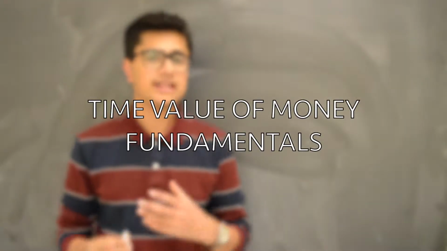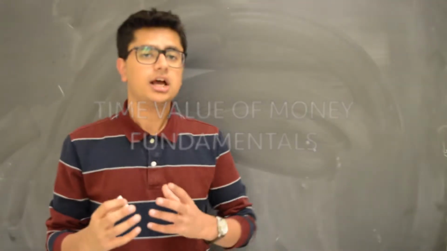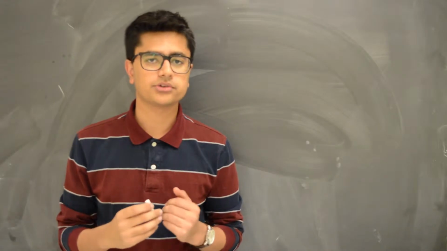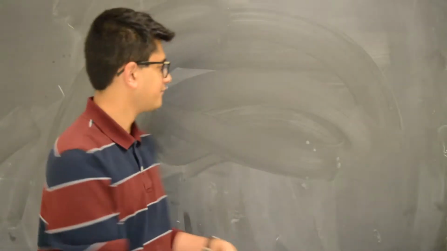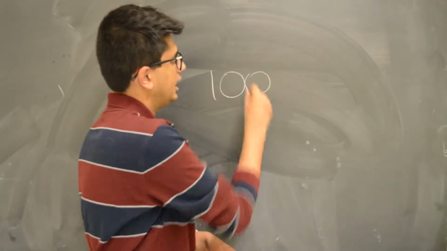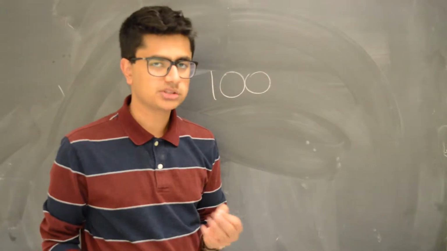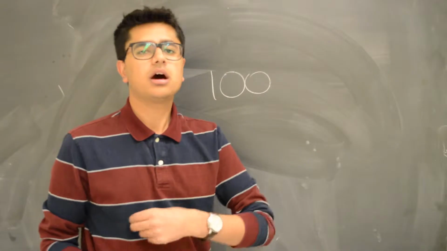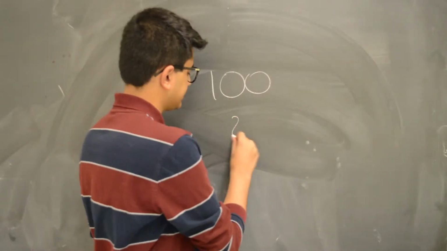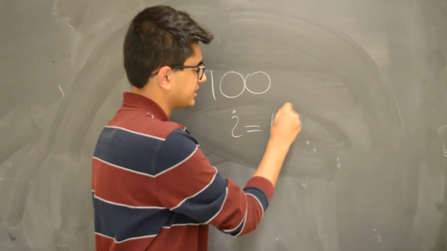So now I'm going to look at one of the major fundamental formulas that you need to know in order to really understand time value of money. Like I said earlier in this video, let's say you have $100 today. And there is a bank or some sort of institution that will offer you an annual interest rate of 1% if you give them more money. So let's say i equals 1%.